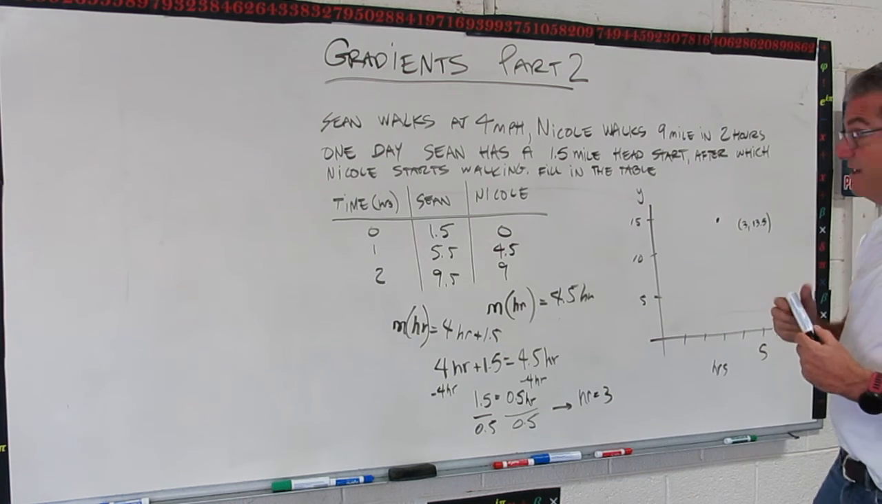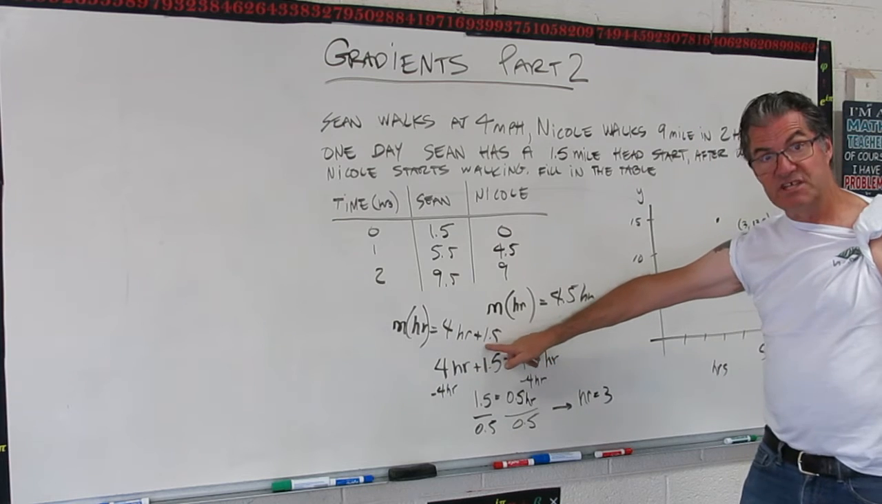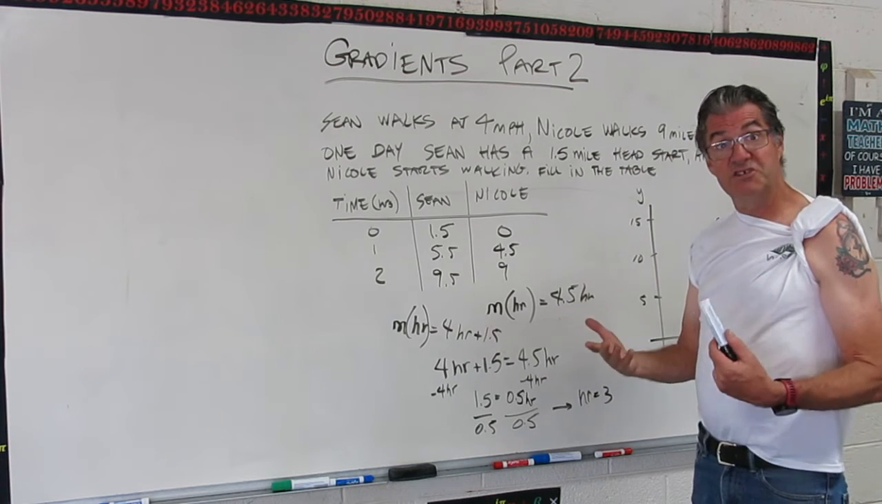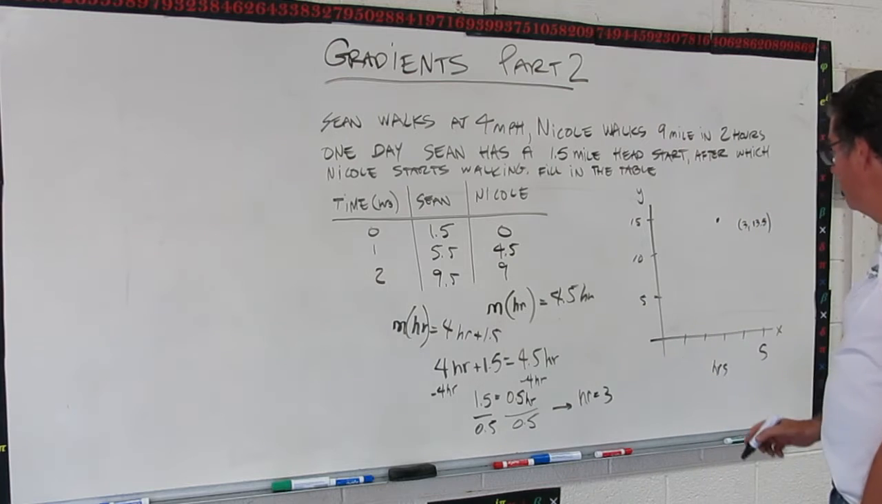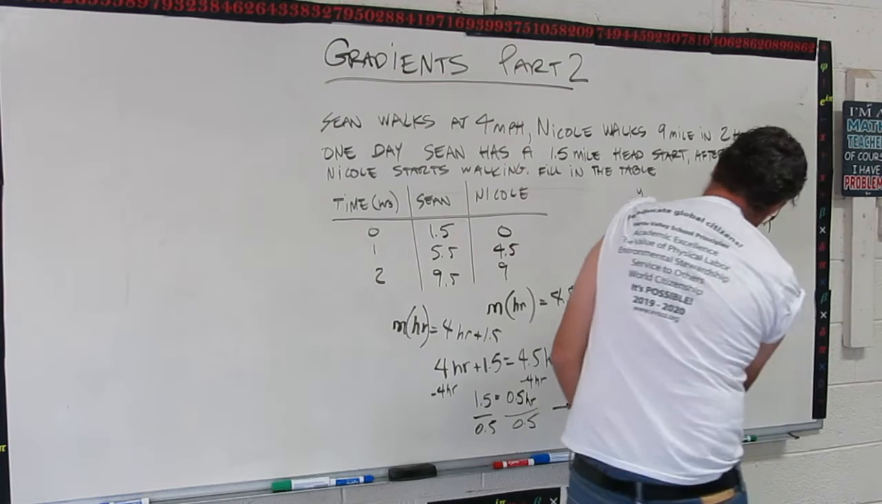So let's get Sean's line in there, because that's pretty easy. We know that he's got an intercept at 1.5. When the clock starts ticking, he's already gone 1.5 miles. So that's probably right about there. So here's Sean's line.